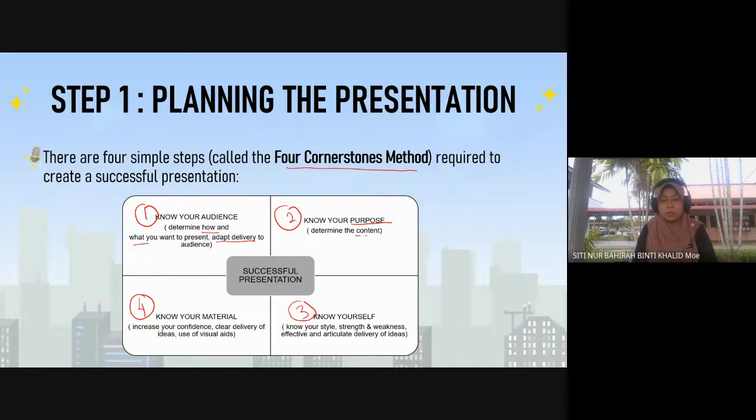Once you know what you want to deliver, then only you can determine your content.